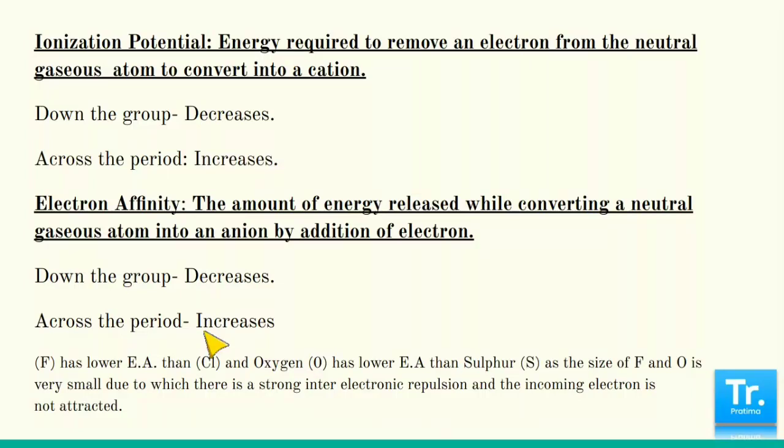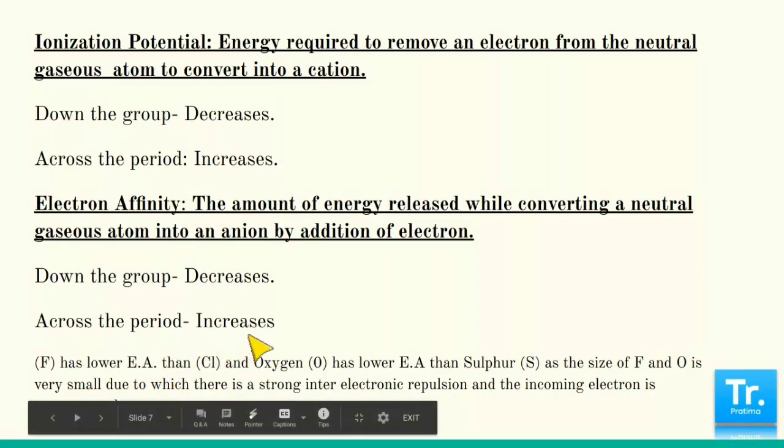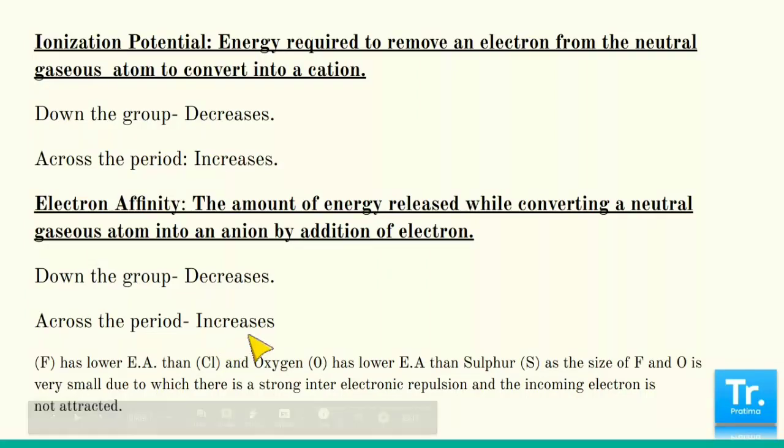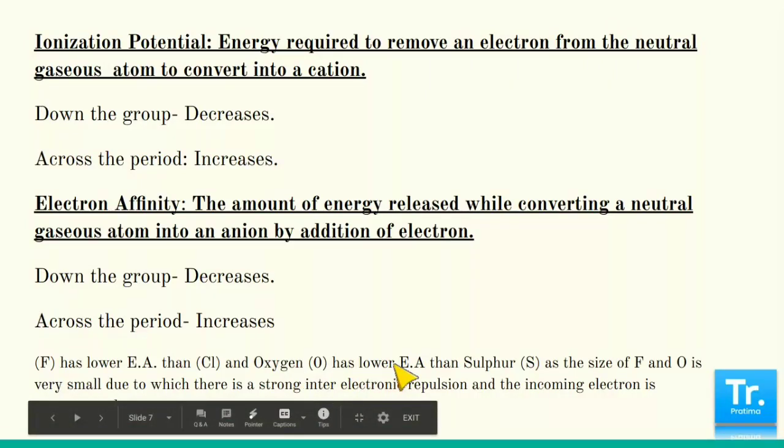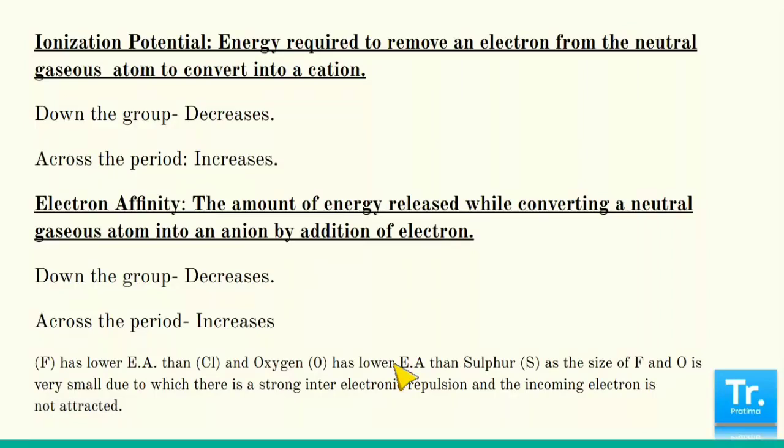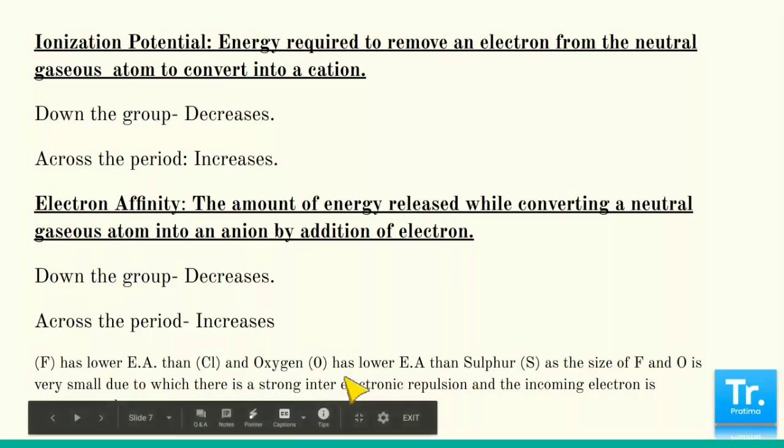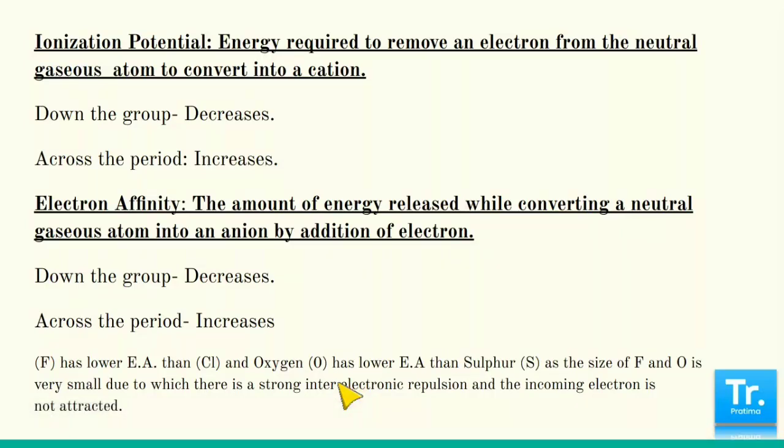Now here is something important: fluorine has lower electron affinity than chlorine, where it should be more, but it is lower. Even oxygen has lower electron affinity than sulfur. Why? Because fluorine and oxygen have small size, due to which there is a strong inter-electronic repulsion. So the incoming of an electron is not very easy. Therefore, this is one exception. Children, please remember, it is important from the question paper point of view.